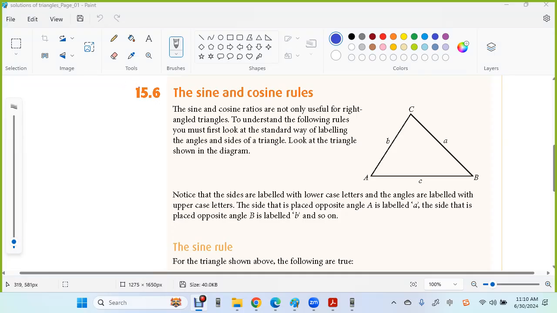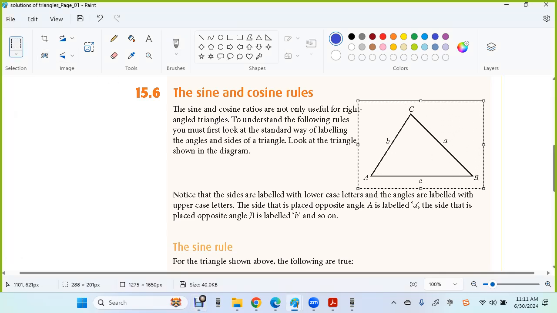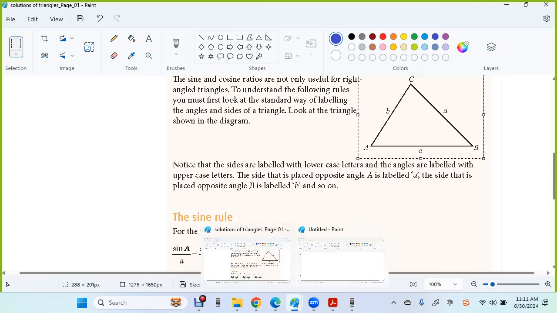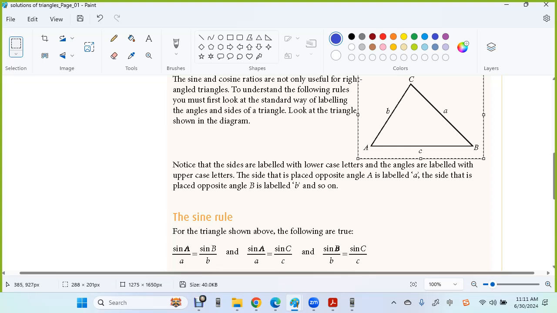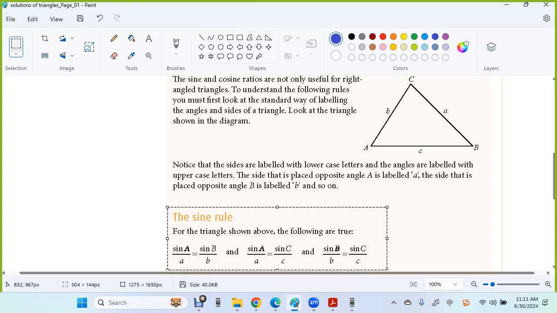In this video I will show you the sine rule and the cosine rule. The sine and cosine ratios are not only useful for right-angled triangles. Looking at the diagram here, if it is a right-angled triangle we use the 90 degree ratios, but if it is not a right-angled triangle, then we can use the sine rule and the cosine rule.